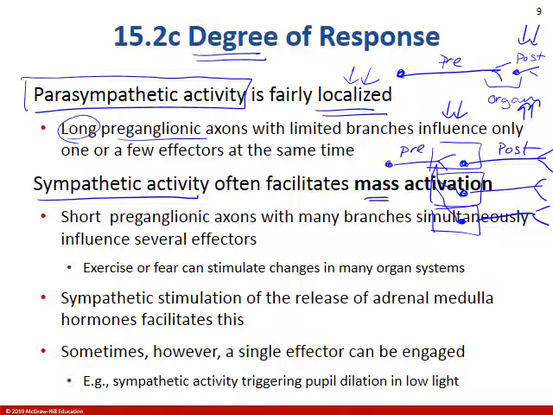You have to continue to send information to the heart to speed up, to your blood vessels to constrict, to make your blood pump faster. You might want to tell your kidneys, hey, stop worrying about urine. We're fighting for our lives here. We don't want to have to stop and pee while we're running. So there's a lot of kind of mass activation with sympathetic where parasympathetic is very localized.